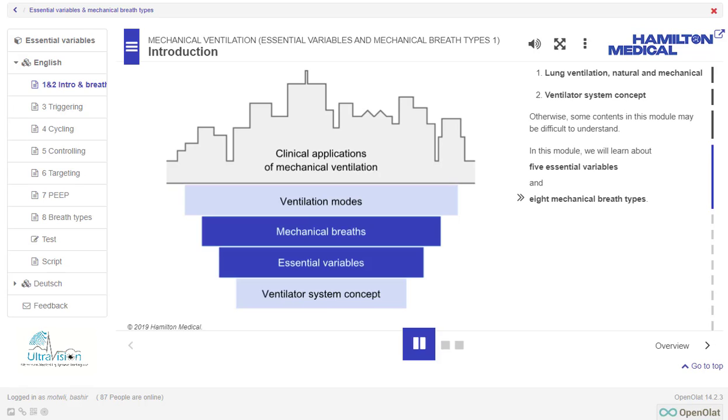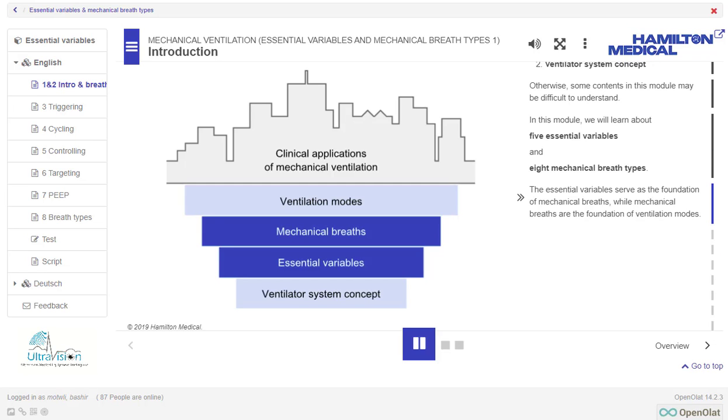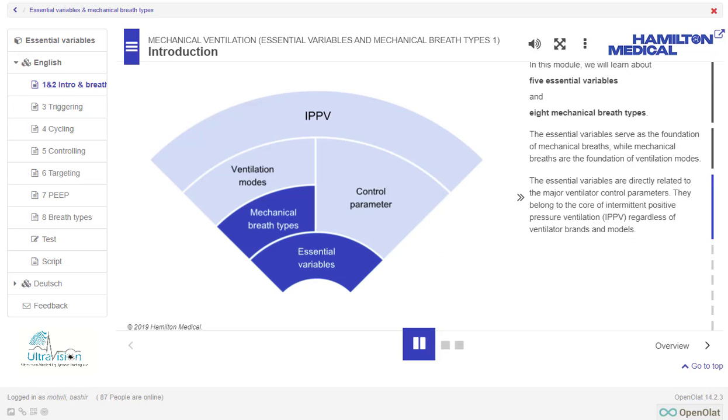In this module, we will learn about 5 essential variables and 8 mechanical breath types. The essential variables serve as the foundation of mechanical breaths, while mechanical breaths are the foundation of ventilation modes. The essential variables are directly related to the major ventilator control parameters. They belong to the core of intermittent positive pressure ventilation, IPPV, regardless of ventilator brands and models.